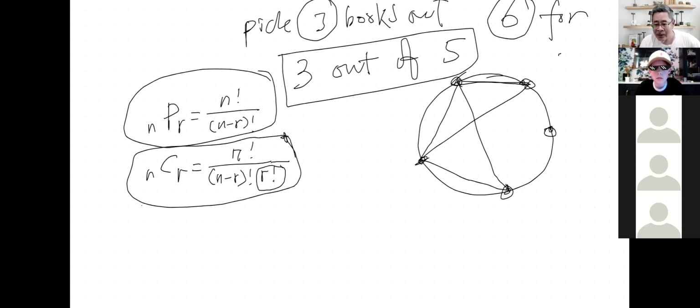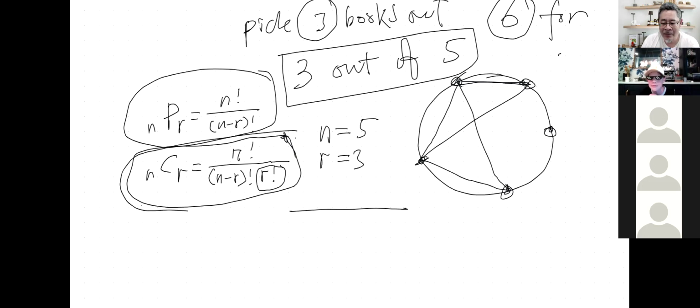Make sure you know how to use the formula. What is n? N is 5. What is r? R is 3. Now, how do we use that formula to figure it out?